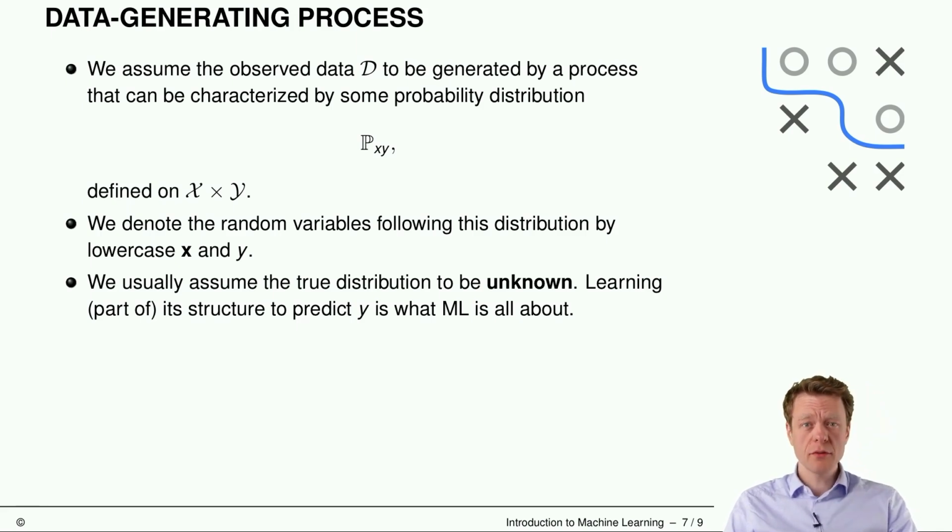So the data generating process is the cornerstone of machine learning. If we would know the true data generating process, everything would be very fine. We could just use this to predict a target given features. But usually we don't know this, so learning this data generating process or this joint probability distribution is more or less everything machine learning is about.